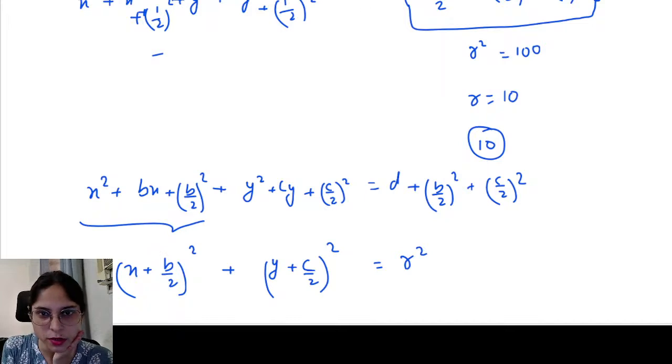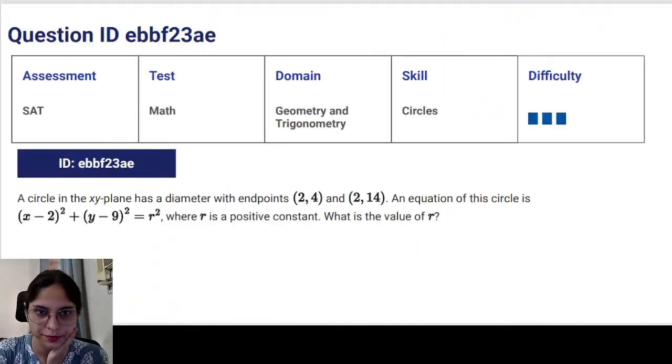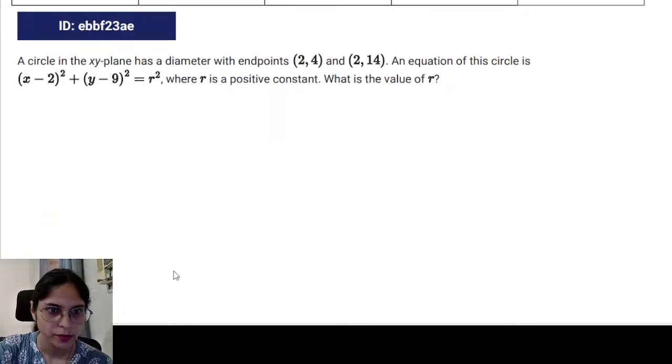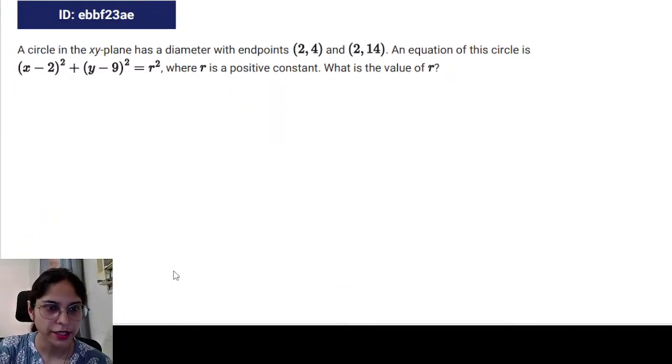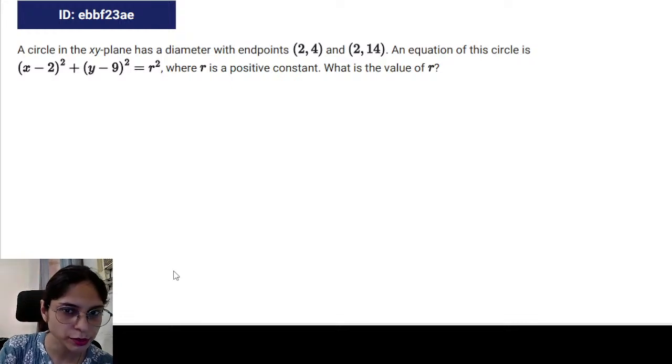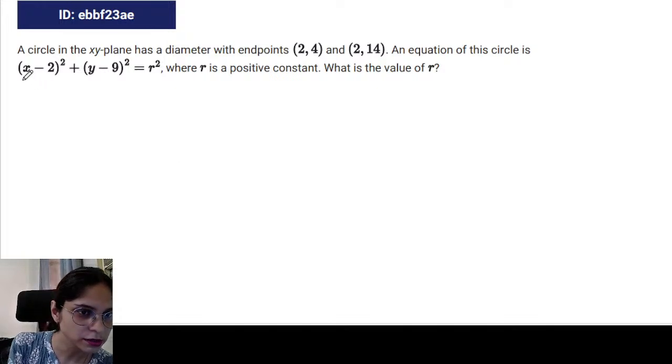Now the next one is question number 5. Alright, a circle in the xy plane has a diameter with the endpoints 2, 4, 2, 14. An equation of this circle is given, x minus 2 whole square plus y minus 9 whole square equals r squared, where r is a positive constant. What is the value of r? So this is the standard equation given to you. R is the radius.